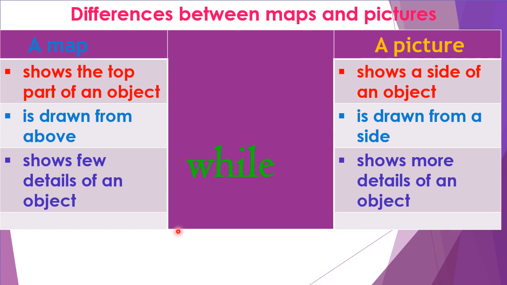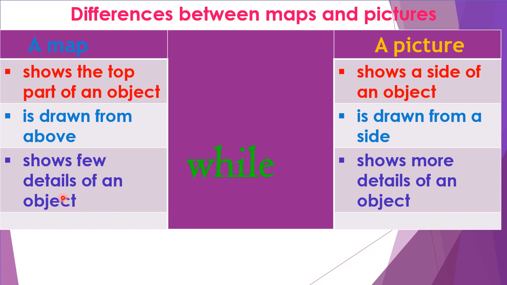Yes. Then they are telling us that a map is drawn from above. Where is a picture drawn from? A picture is drawn from a side. Therefore, another difference we can form from the table is that a map is drawn from above, while a picture is drawn from a side. Have you seen?